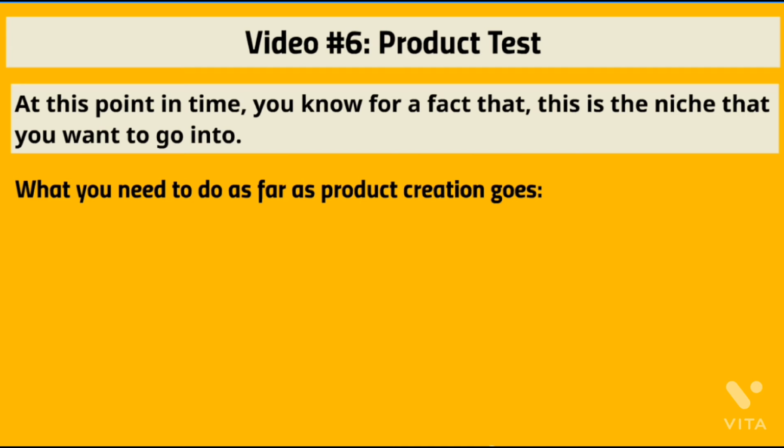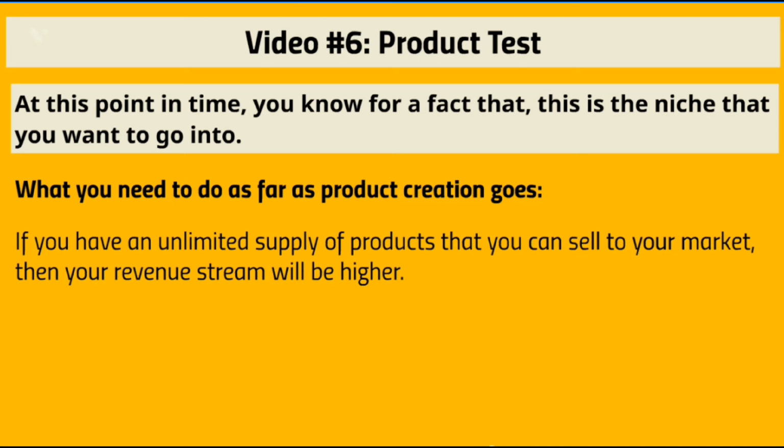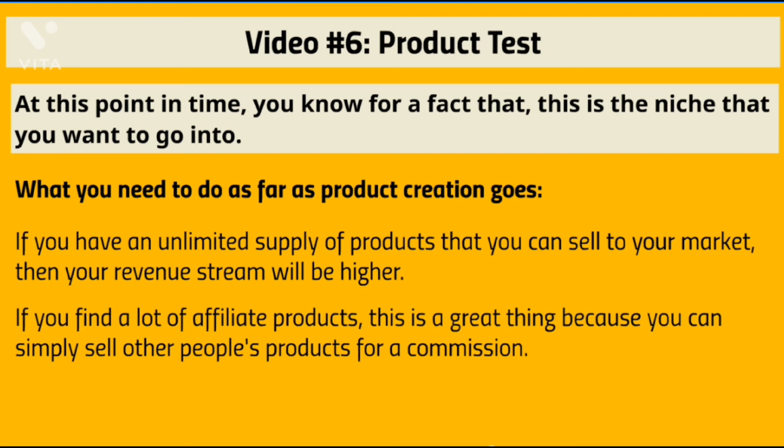So what you need to do as far as product creation goes is figure out if you have an unlimited supply of products that you can sell to your market. Because the more products that you have, the higher your revenue stream is going to be. Now, there are different routes that you can take. You can either find affiliate products, or in other words, products that other people have created, and you can direct your traffic, your bloggers, to, and you can send them there, and if they buy, then you get an affiliate commission. So you get a cut.